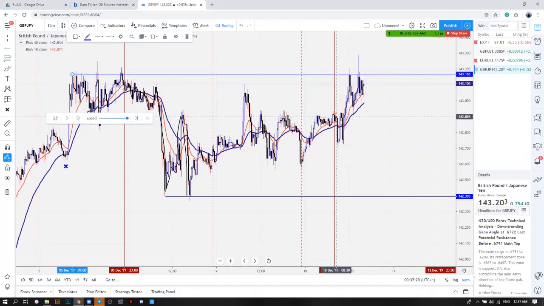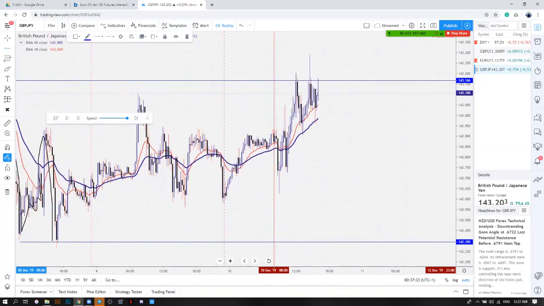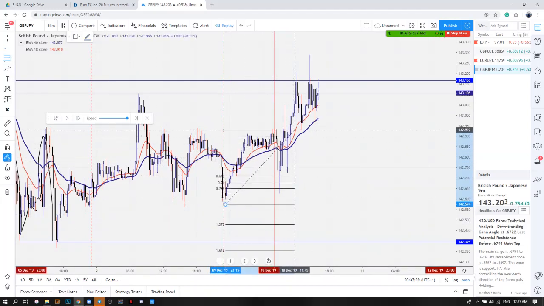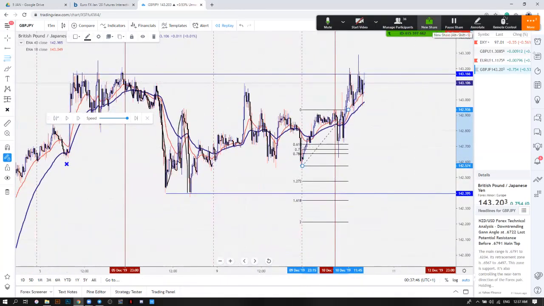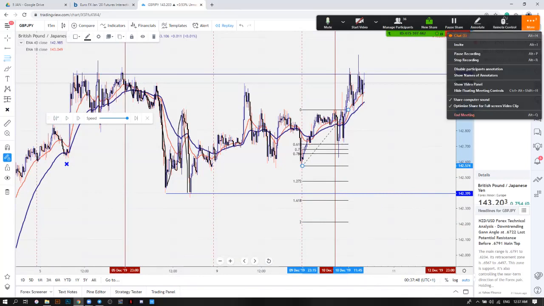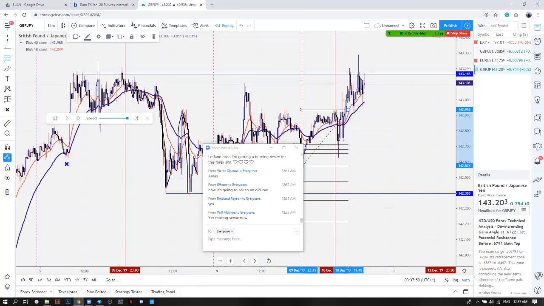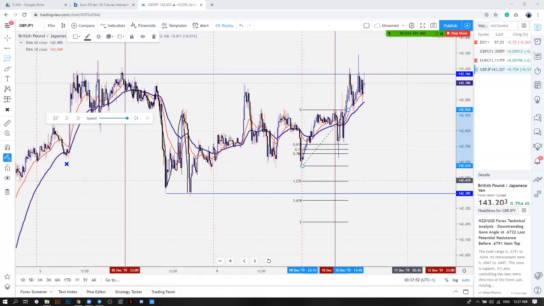False move, London open, big move down. You guys are all saying you want to sell because you saw this big move down. But in reality, we want to buy because the market gives us equal highs at the top, and order flow is clearly bullish. Order flow is bullish.